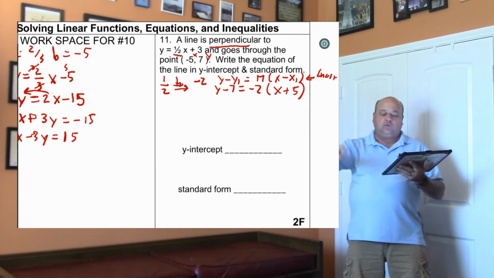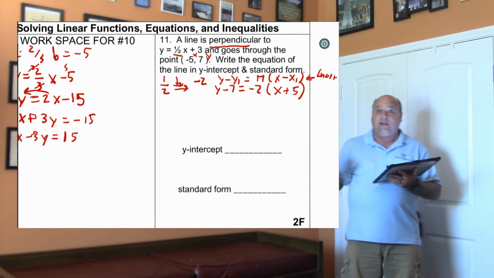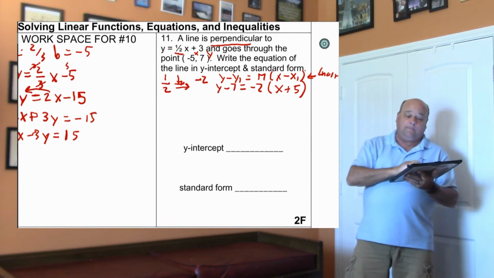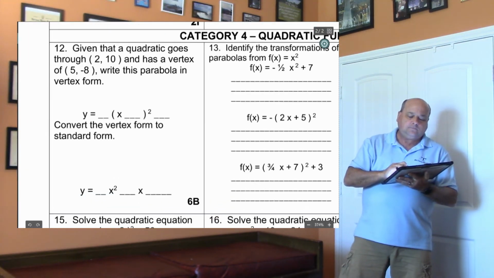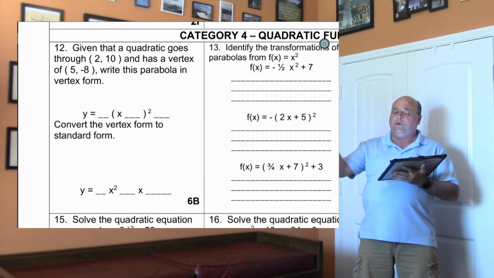Now you're just going to switch this to y-intercept and standard. This is not hard because there's not a fractional slope. You should be able to do that. Let's keep going. This is a hard problem here. We did this last week. I'm going to start you off on it.